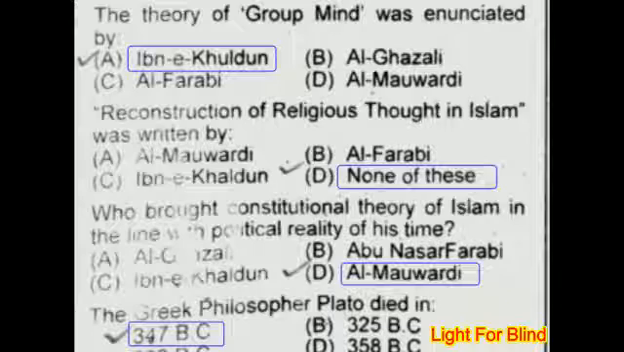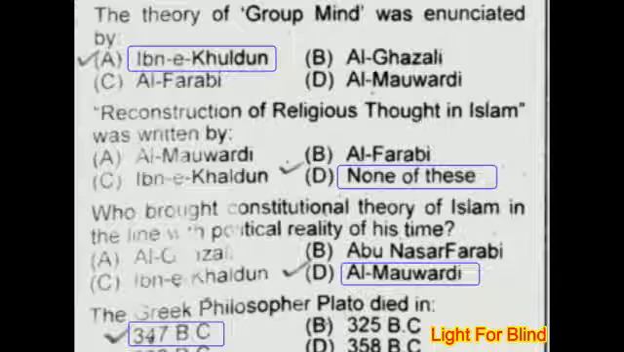Number 58. Reconstruction of religious thought in Islam was written by. Answer is none of these. Number 59. Who brought constitutional theory of Islam in the line with political reality of his time? Answer is Al-Mawardi.